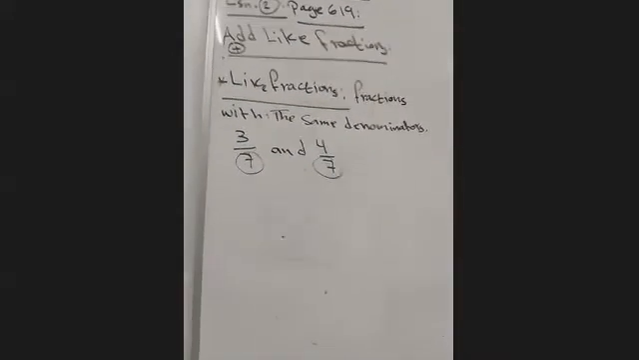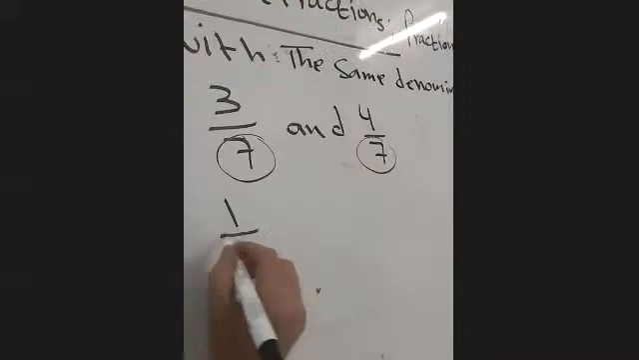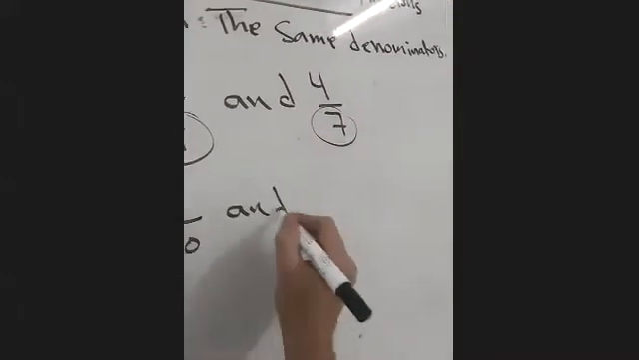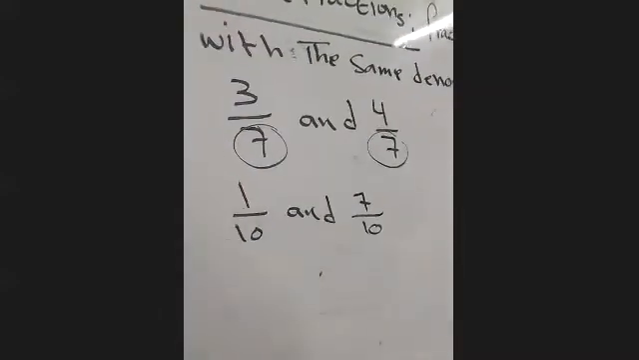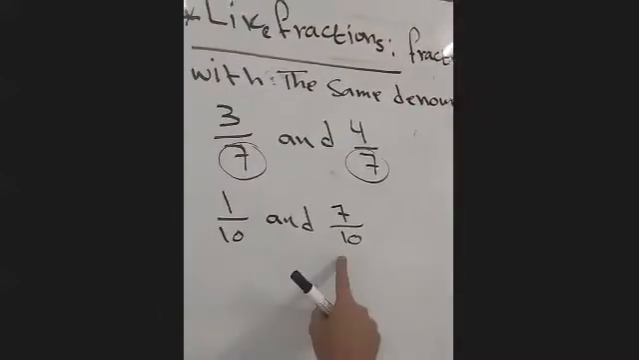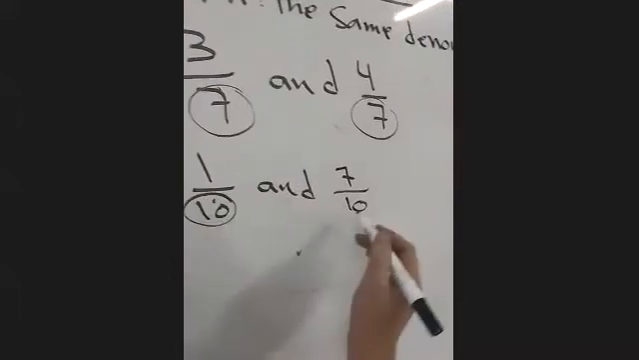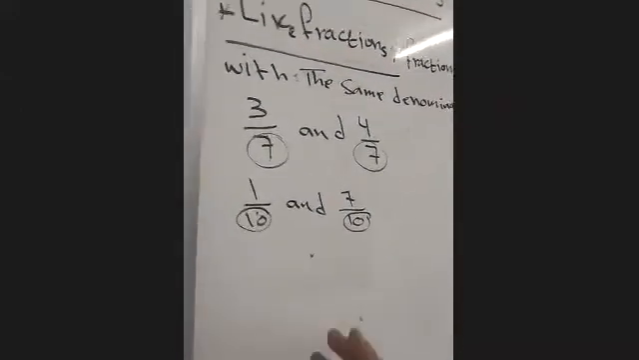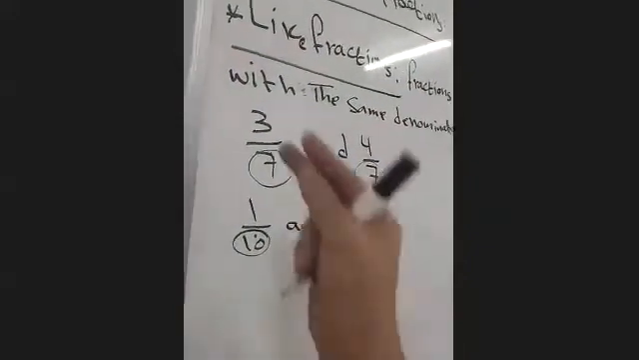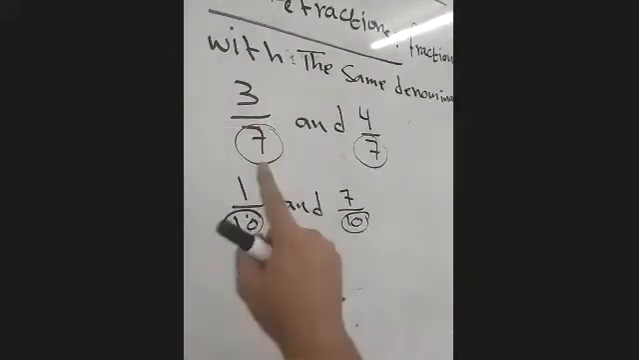For example, 1 over 10 and 7 over 10. Same denominators means like fractions. So what are the like fractions? Two fractions or more with the same denominator.